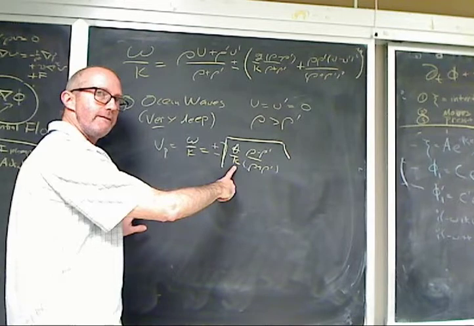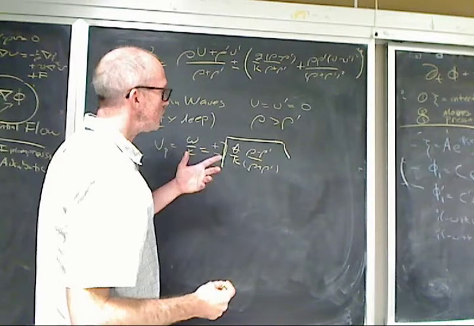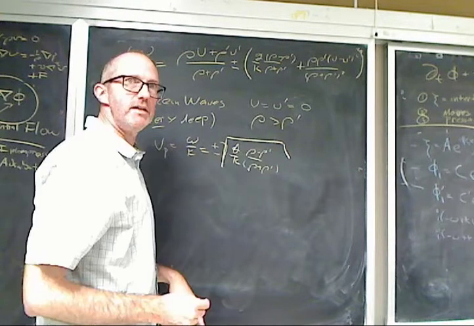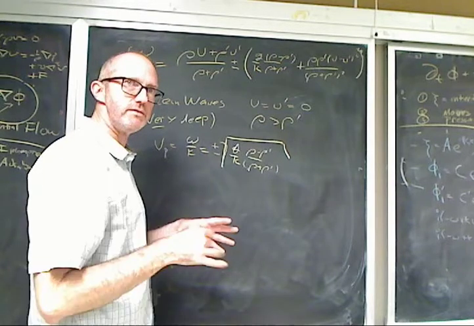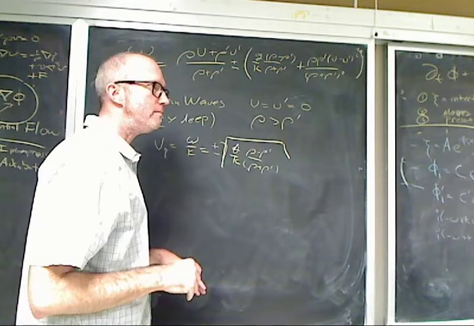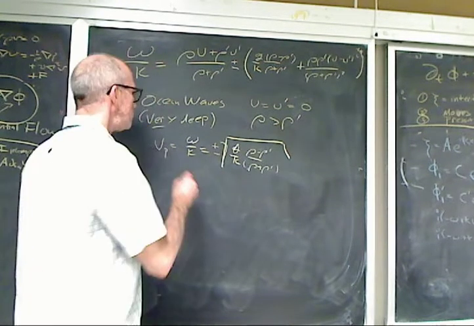Yeah. So what would happen if rho is equal to rho prime? That's a good question. Then I have 0. Then you don't have any kind of interface wave, because then you don't have much of an interface at all. You can't have a gravity wave that way. So this is a gravity wave.